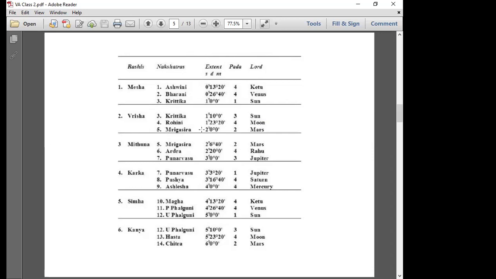Mrigashira has only 2 padas in Vrishabha, which is owned by Mars. In Mithuna, Mrigashira has 2 padas. It is owned by Mars. There are 4 padas of Ardra. Ardra has the rulership of Rahu. Punarvasu has 3 padas in Mithuna. It is owned by Jupiter. In Karka, or Cancer, Punarvasu has 1 pada, that is owned by Jupiter. Pushya has 4 padas, that is owned by Saturn. Ashlesha is owned by Mercury, and we can look at the other signs as well.